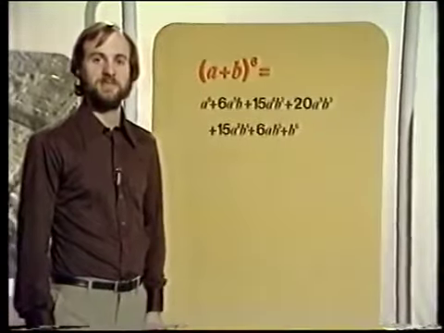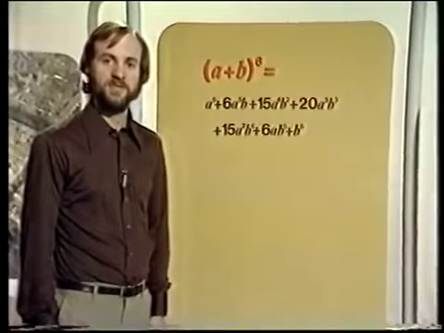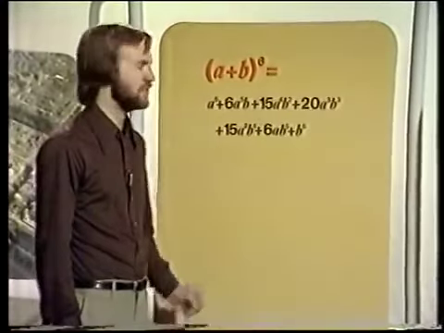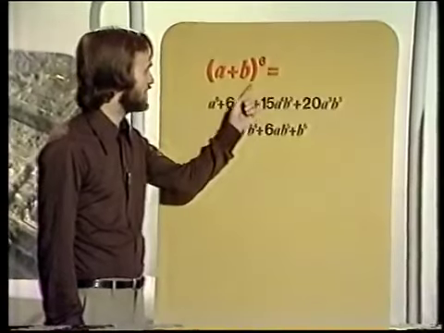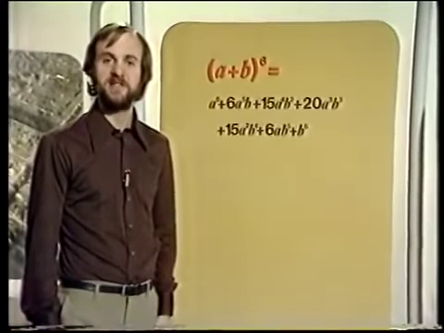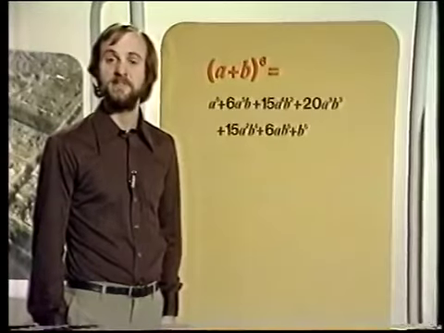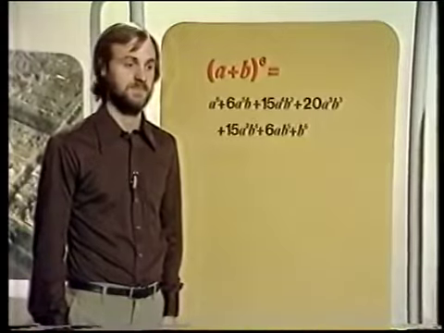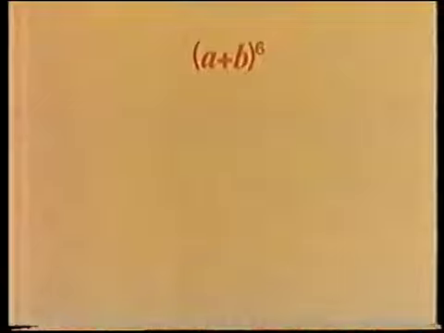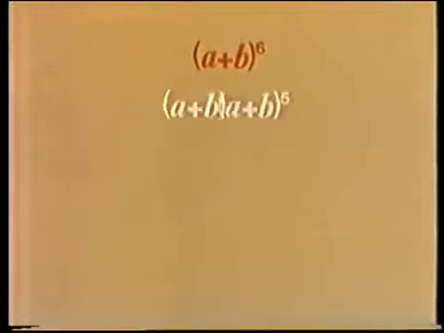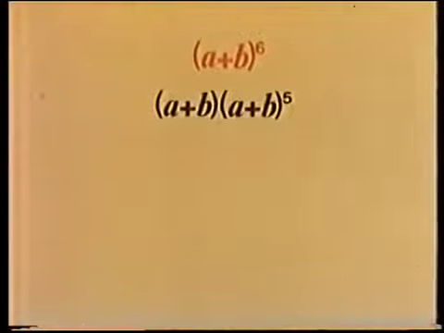This is the expansion for a plus b to the 6th. But if you want to find it for yourself, you've got to start by being sure that you know what this means. Well, something raised to the power 6 means 6 copies multiplied together. Let's look at that a little more closely and see how a plus b to the 6th can be broken down. A plus b to the 6th can be written in a rather different way, like this. We can split off one copy of a plus b and multiply it by a plus b to the 5th. Now treat a plus b to the 5th as a lump and split up the other bracket.